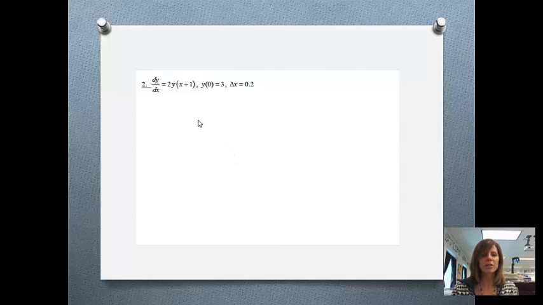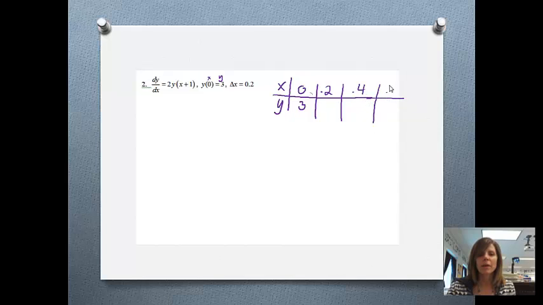Alrighty, let's try another example. I would strongly encourage you on this one to go ahead and pause my video and see how you do on it, and then come back and see if you got it right. Okay, so the first thing that I'm going to do is go ahead and make my XY table. Alright, my x starts at 0. This is my x and this is my y, so it starts at 0, 3. My step size is 0.2, so my next one will be 0.2, and then my next x value will be 0.4, and then my next x value will be 0.6. So that's how I get my x values.